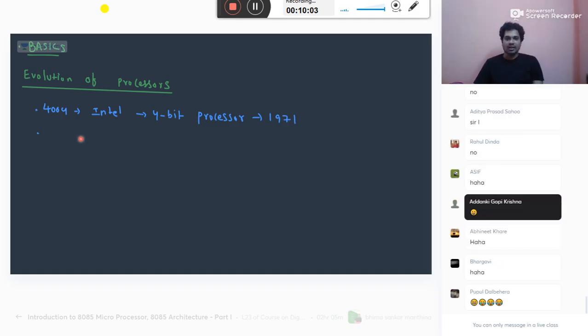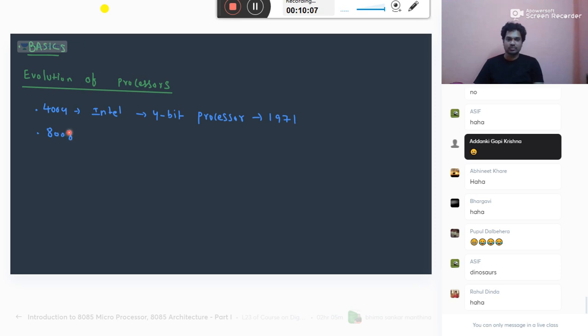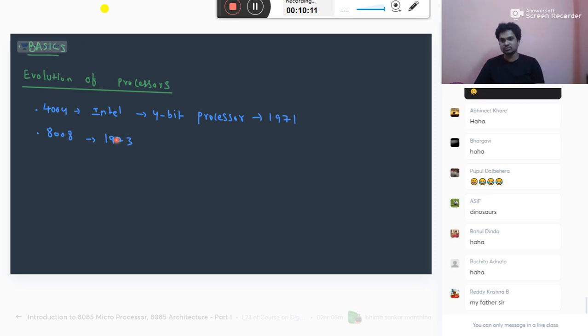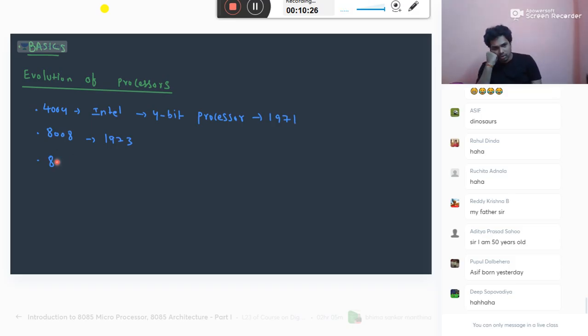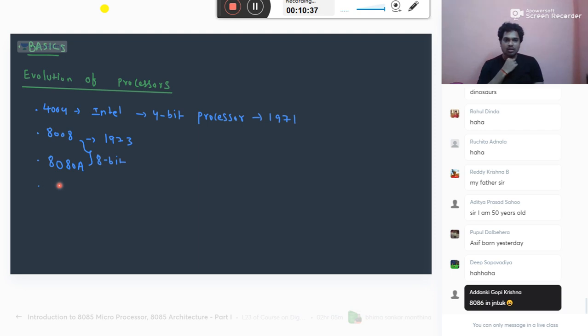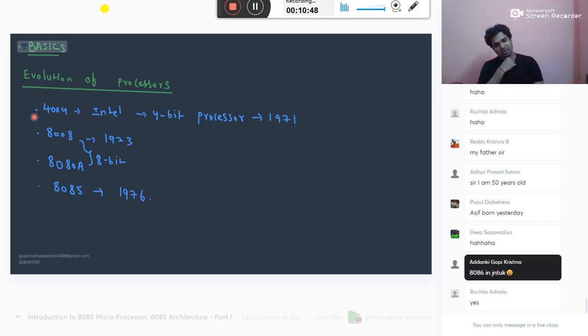Then Intel went for 8008 in 1973. Then our friend came into the picture: 8080, 8088, both are the same. 8080A. These two are 8-bit processors. Then 8085 came into the picture in 1976. So this much old a processor we are studying.